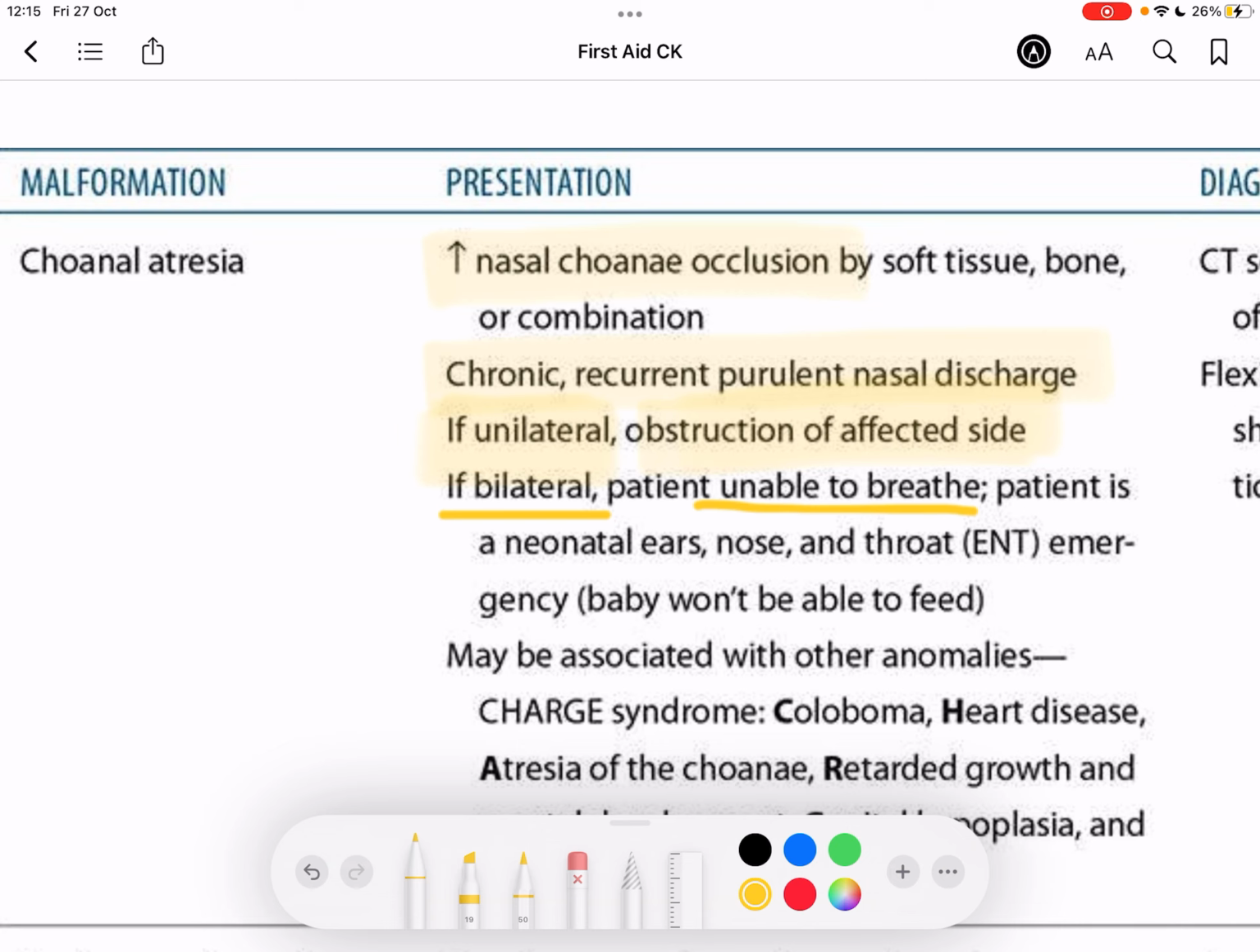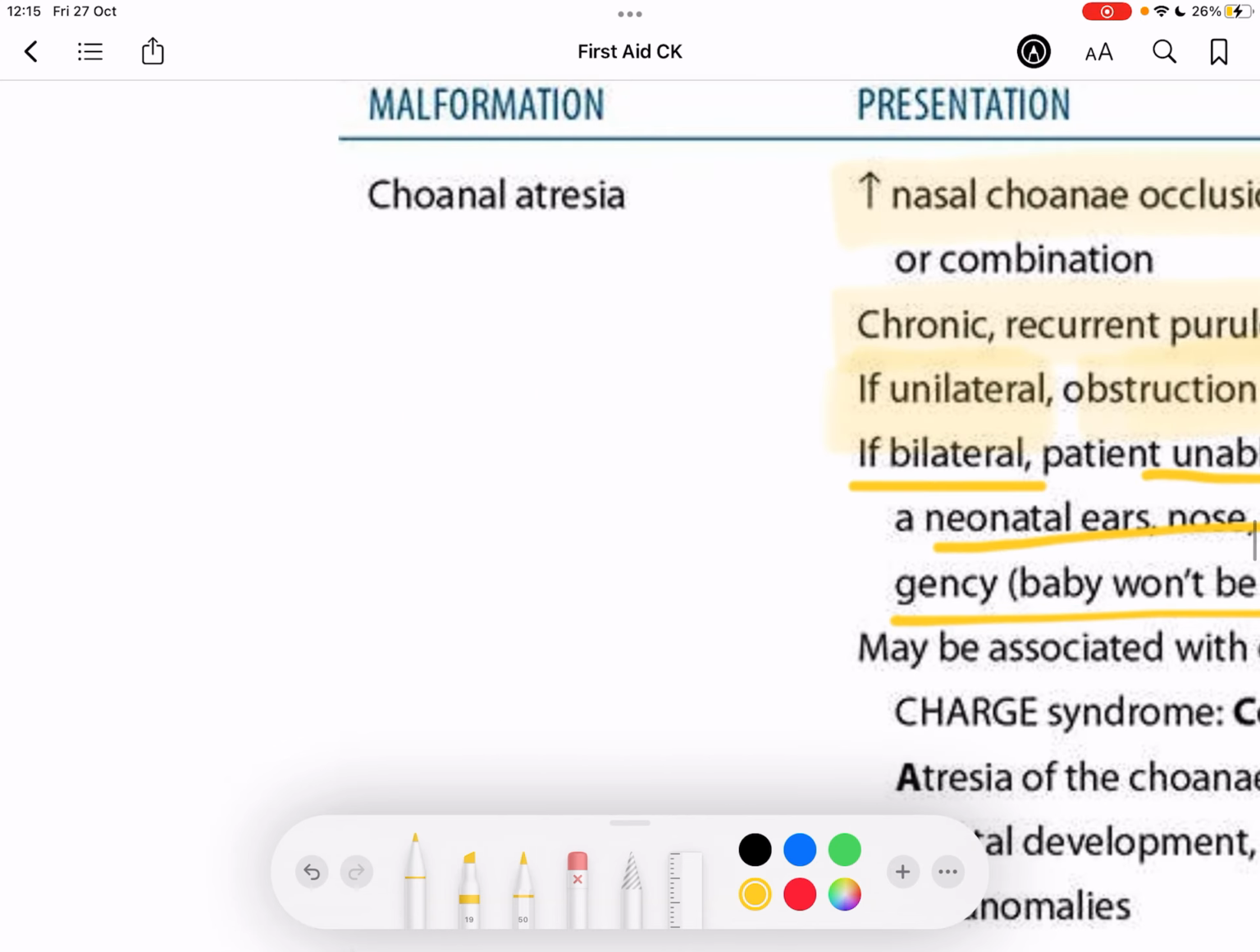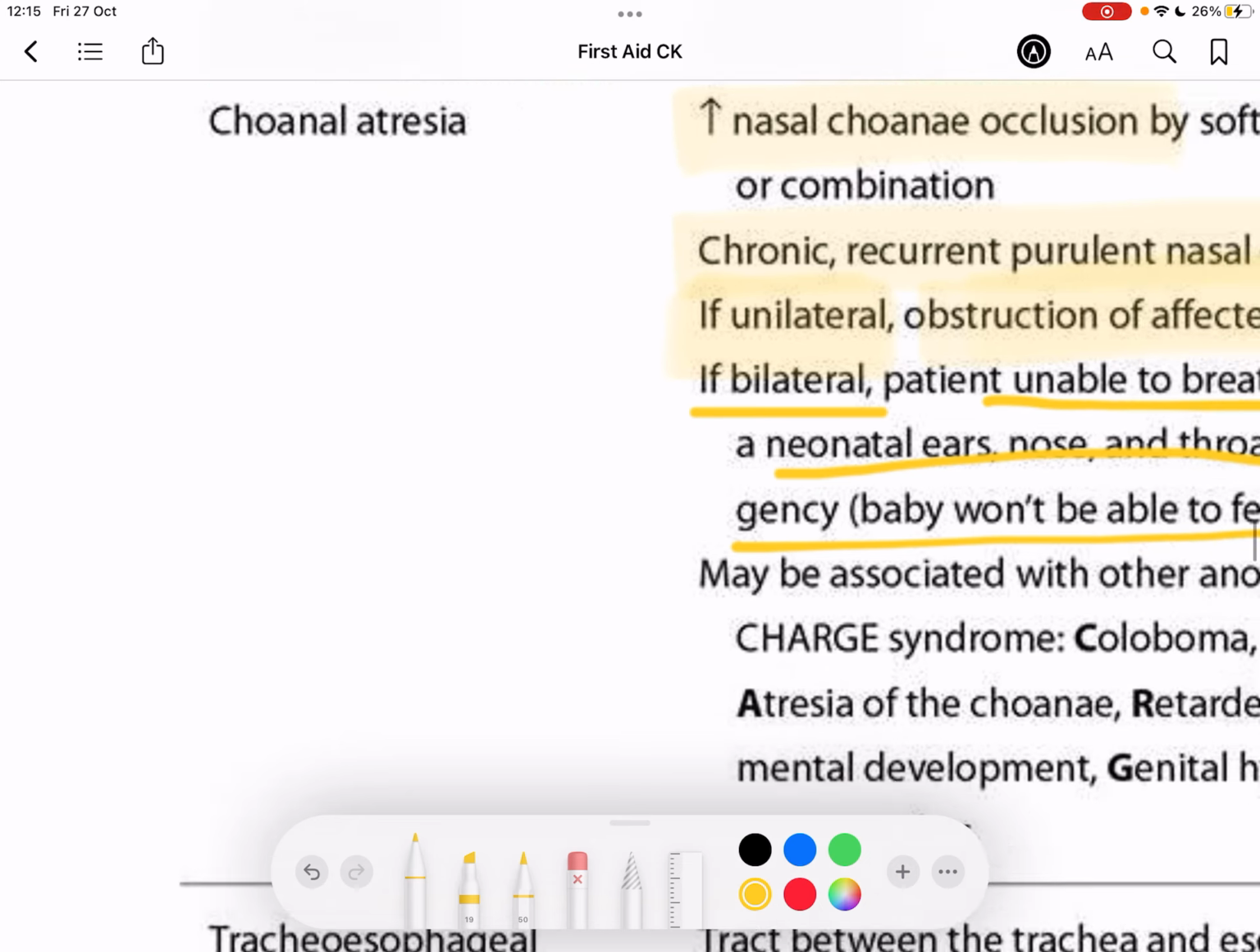Okay, and this is considered a neonatal ENT emergency because when the baby feeds, the only way they can breathe is through their nose. So while they're feeding, they're unable to breathe through their nose and they can start choking, they can start having cyanosis.